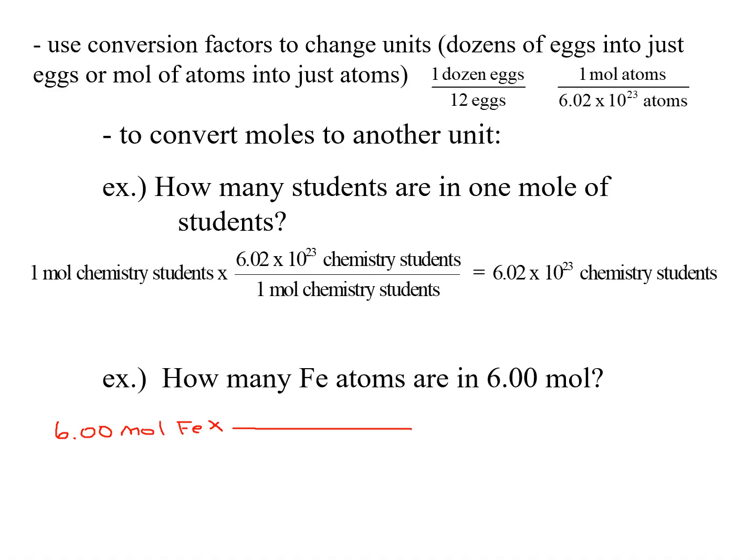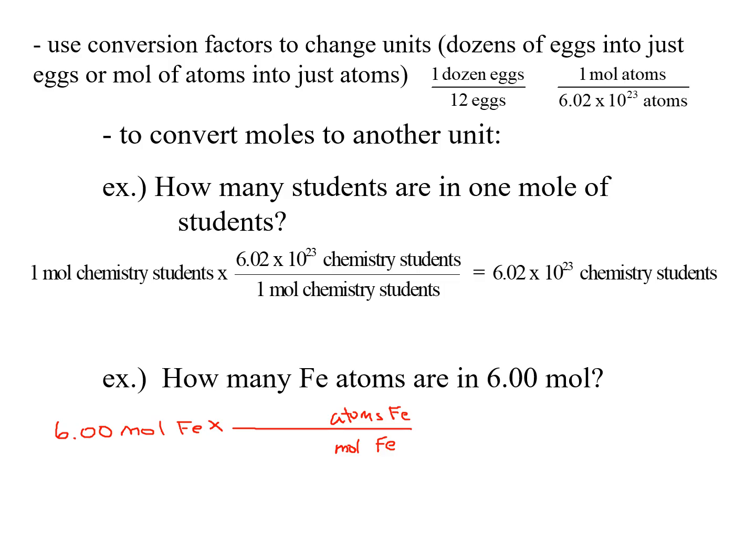A conversion factor always has units on the bottom and units on the top. The units on the bottom have to cancel what units we started with. So I don't want moles of iron anymore, so I'm going to put moles of iron on the bottom. And then I'm going to put what I want it to be on the top. So what am I looking for? I'm looking for atoms of iron. So these are the units that I want. I want to get rid of moles, so moles goes on the bottom, and I want to go to atoms, so atoms goes on the top.